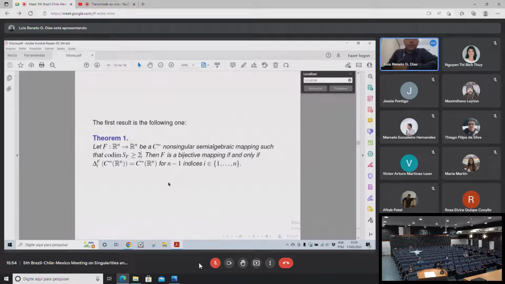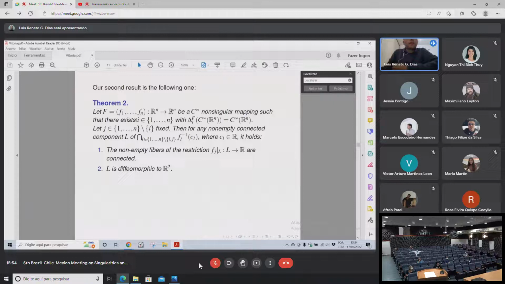And the second result is the following one. Given a C infinity non-singular mapping F such that for some i the operator delta_i F is surjective, then, if you fix another index j different from i, for any non-empty connected component L of the intersection of the fibers of the coordinate functions other than f_i and f_j, the theorem states that the non-empty fibers of the restriction of f_j to L are connected. And with this, we have that L is diffeomorphic to R^2.